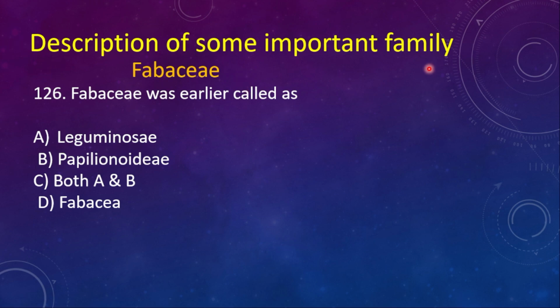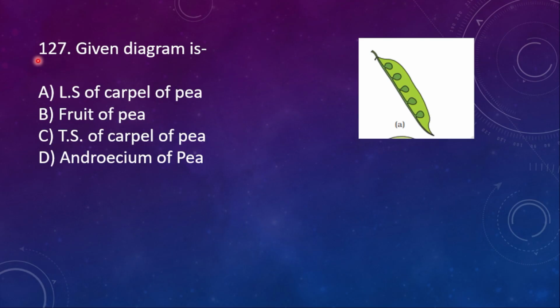Description of some important families. First family, that is Fabaceae. 126. Fabaceae was earlier called: A. Leguminosae, B. Papilionoideae, C. Both A and B, D. Fabaceae. It is called Papilionoideae. 127. The given diagram is: A. LS of carpel of pea, B. fruit of pea, C. TS of carpel of pea, D. androecium of pea. It is the LS of carpel of pea.